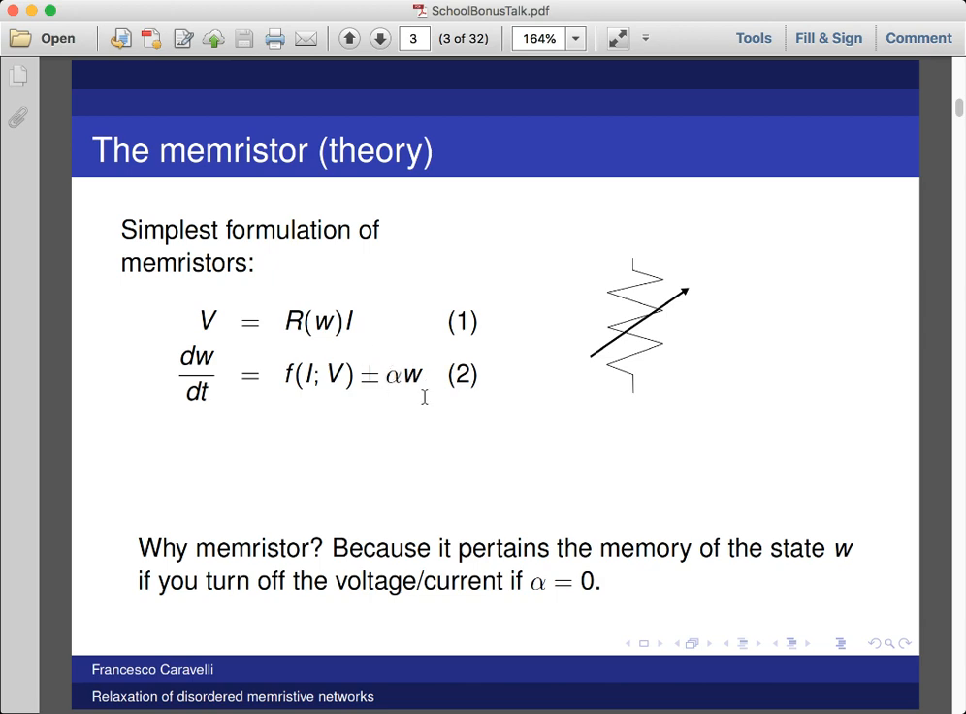And if alpha is equal to 0, you say that basically this acts as a memory, because when you remove the applied voltage, the current is going to be 0. And then the system will remain in the resistive state where it was when you switched it off. If alpha is non-zero, or any other state that does not depend on the current or voltage is non-zero, then you're going to have a drift at zero voltage or zero current. And in this case, you don't talk anymore about a memristor, but a memristive component.